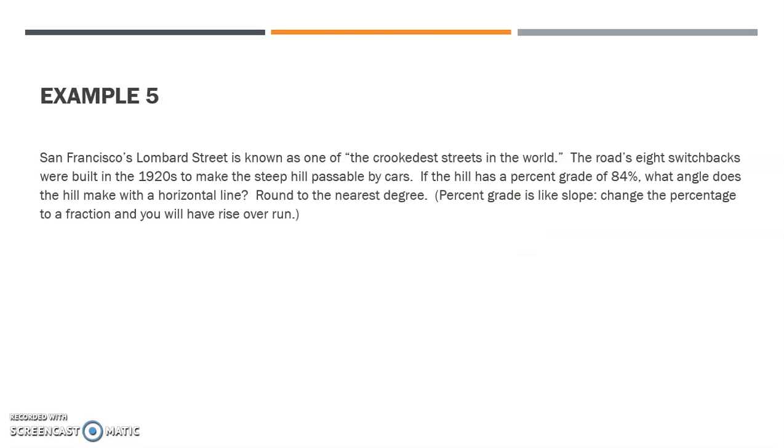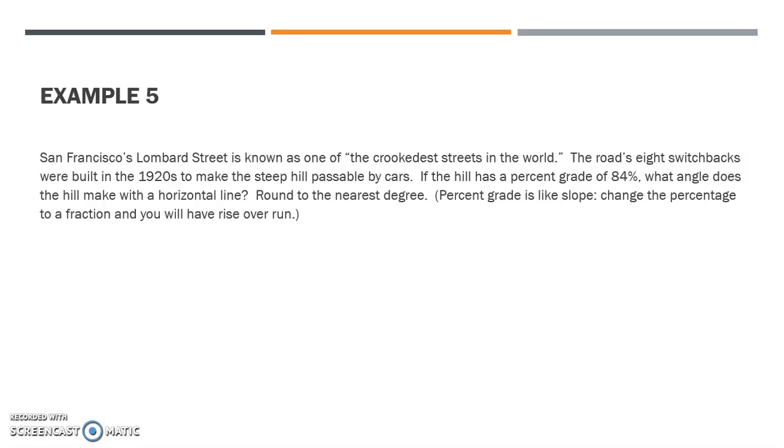Example 5 says, San Francisco's Lombardo Street is known as one of the crookedest streets in the world. The road's 8 switchbacks were built in the 1920s to make the steep hill passable by cars. If the hill has a percent grade of 84%, what angle does the hill make with a horizontal line? Round to the nearest degree.